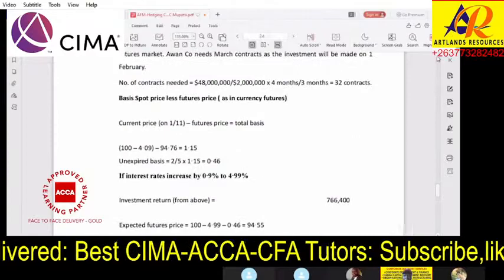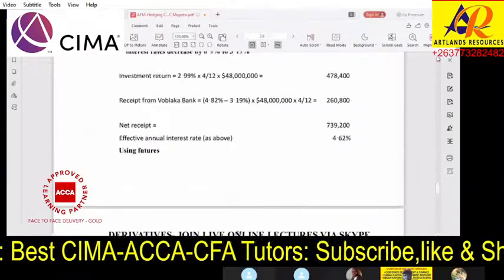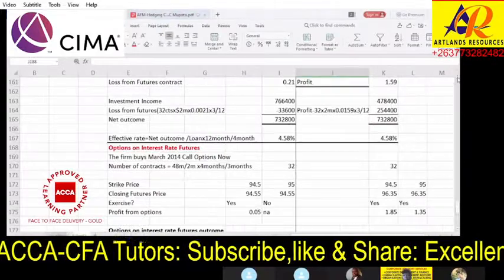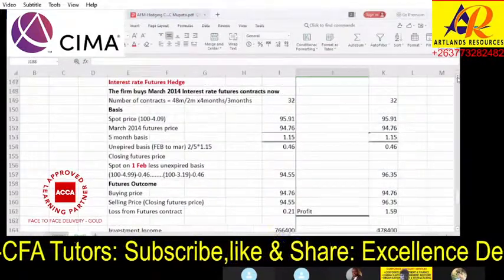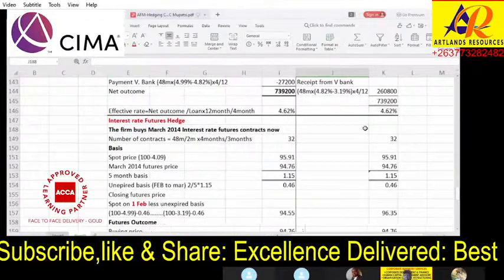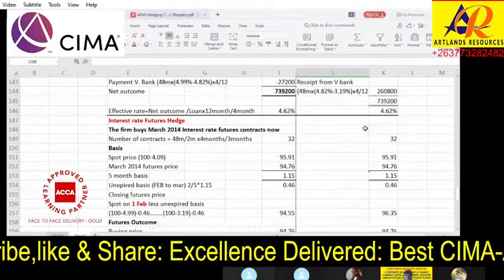Effective rates on forwards is 4.62. We calculated, we got it as 4.62, which is correct. Now, you may say, what is the significance of effective rates?